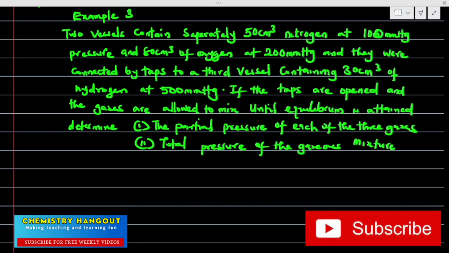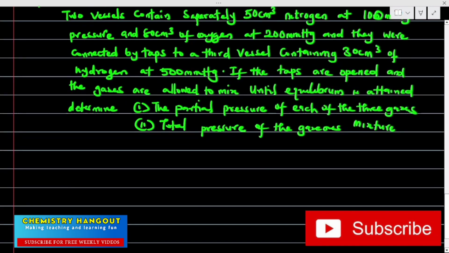But very important, we have to get the partial pressure of each particular vessel. Now look at the question. Two vessels contain separately 50 centimeter cube of nitrogen at 100 millimeter mercury pressure, 80 centimeter cube of oxygen at 200 millimeter mercury, and they were connected by taps to a third vessel containing 30 centimeter cube of hydrogen at 500 millimeter mercury. The first thing you can see, we are solving this question in terms of volume too. Very important.